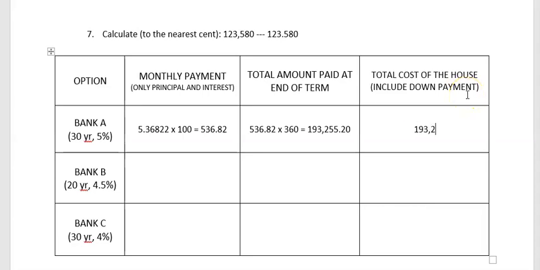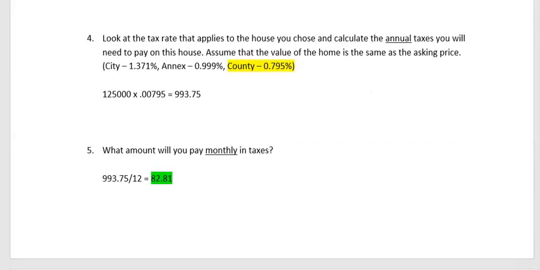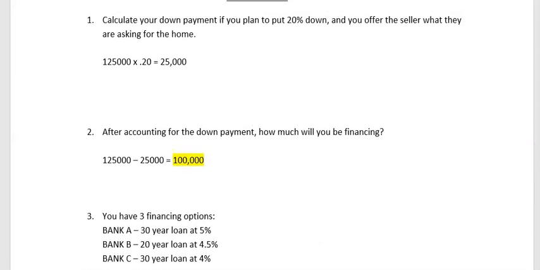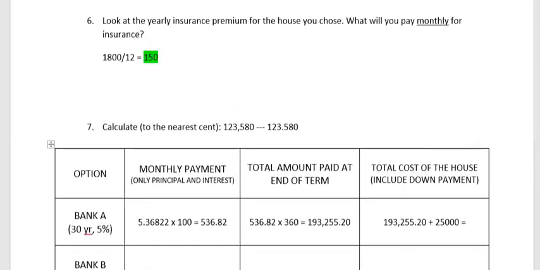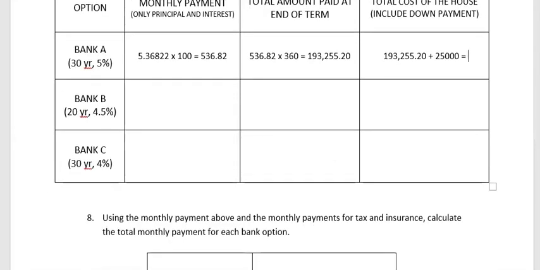So the last part, just to get the total cost of the house, I'm going to add on the down payment that I had. So you would go back to part A and see how much you paid for your down payment. Mine was $25,000. So that's what I'm going to add on here to my answer in the second column and get $218,255.20. So our house that was worth $125,000, we end up paying $218,000 for after those 30 years.